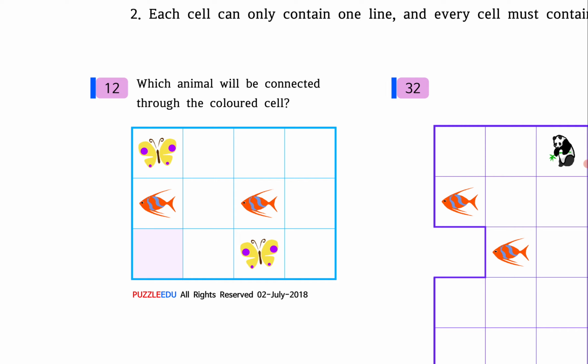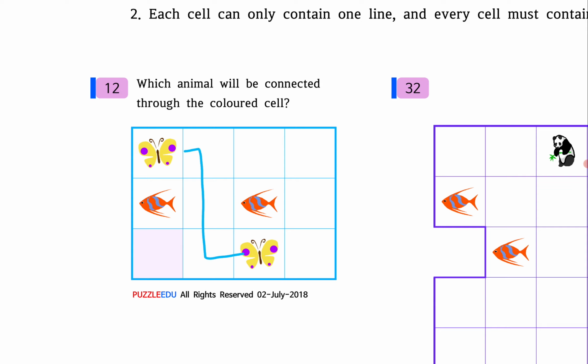Okay, so example number 12 is on the left here, and this is also in your workbook if you want to follow along. So the question is, which animal will be connected through the colored cell? So it's talking about this cell at the bottom left here. So which animal will be connected through this cell? If let's say we connect the butterflies just like this, right? Cutting right through the middle.